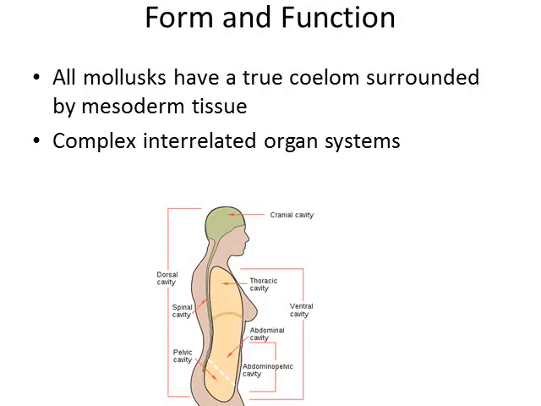All mollusks have a true coelom. So we mentioned that the annelids, or the earthworms and their relatives, have a true coelom. So all the animals we're going to see from here on out after the annelids have a true coelom. And like the annelids, they also have a lot of complex organ systems which work together. We're going to see, as time goes on, these body systems get more and more complex.